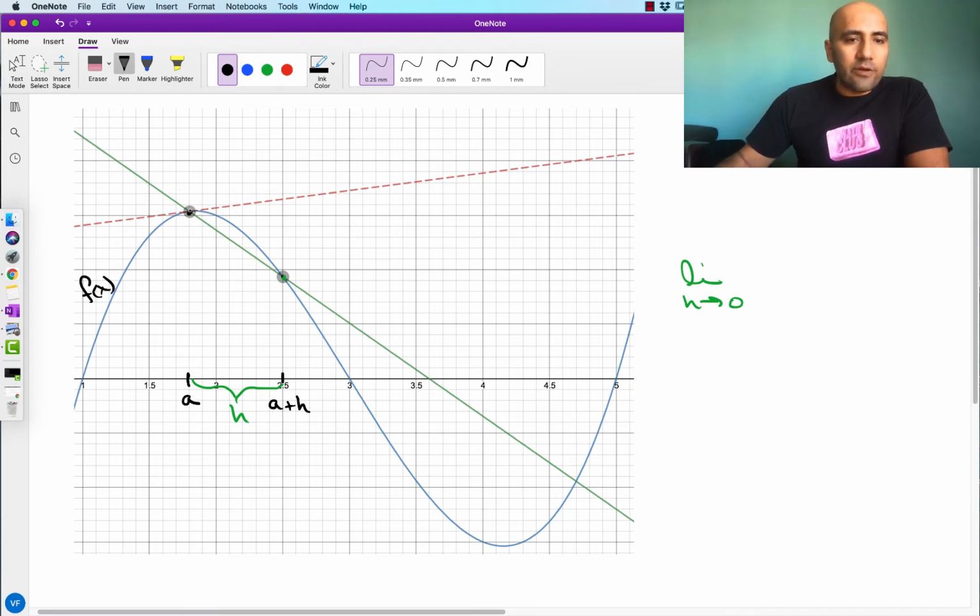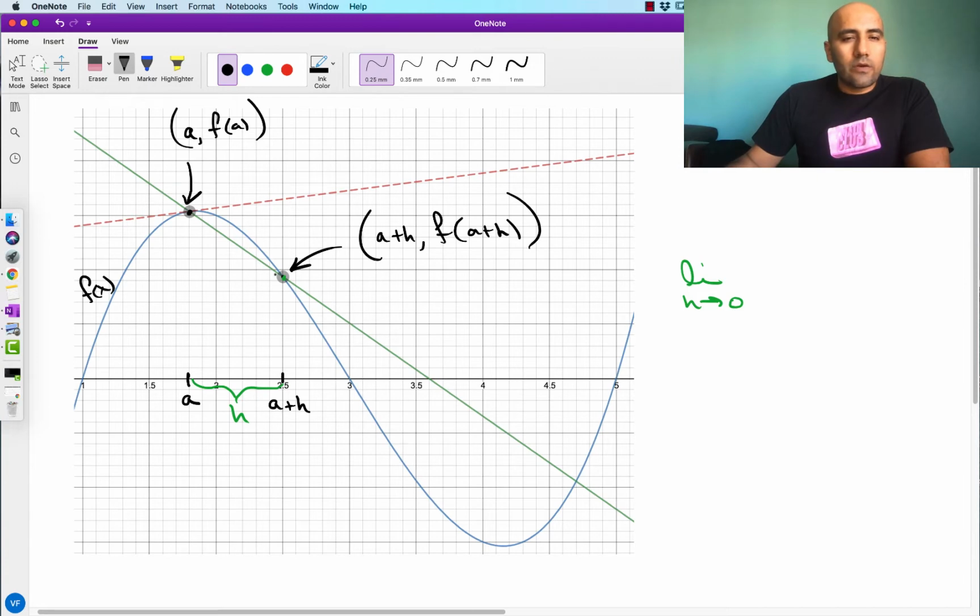And let's label some points. That means that this point right here is the point a comma f of a. And that means that this point is a plus h comma f of a plus h. Okay, so we know that if we want to find the slope of the green one, the slope of the green one will be rise over run. So we can create this little triangle underneath it.